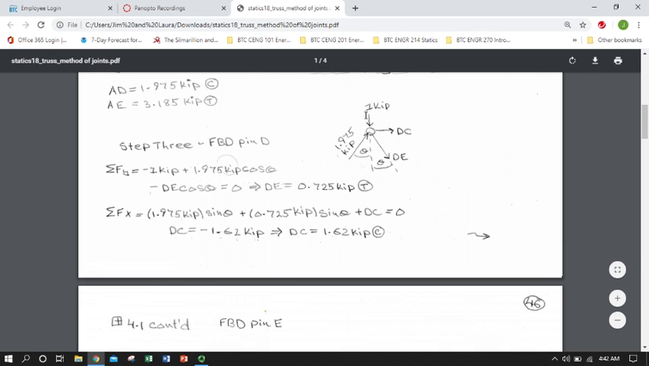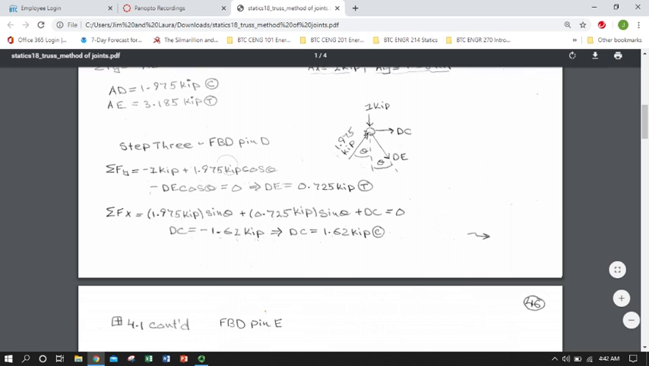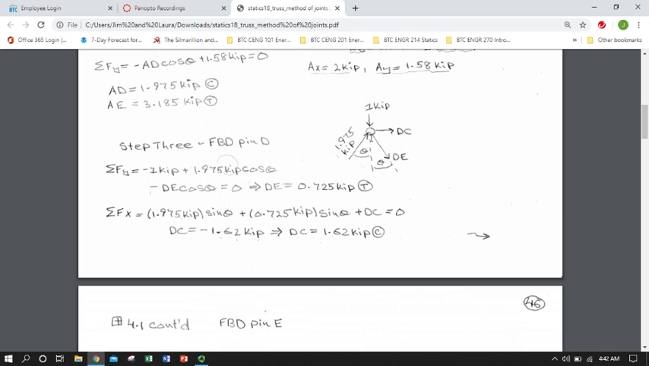Okay, so here's pin D and I'm FBDing it. I have 1.975 kips coming upward from member AD. Remember, it was in compression, so it's going to push on pin D. I have a 1 kip vertically downward applied force. And then I have the horizontal force for member DC and another force at an angle theta for member DE. I'm assuming that both DC and DE are in tension here.